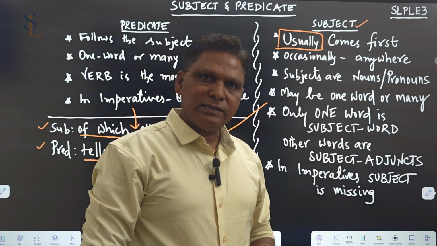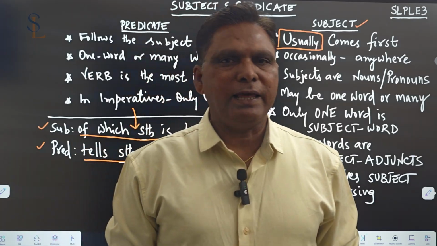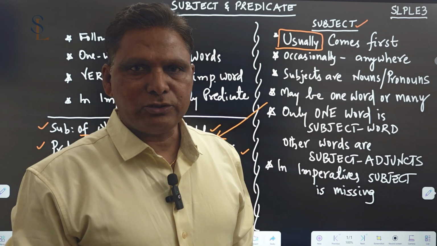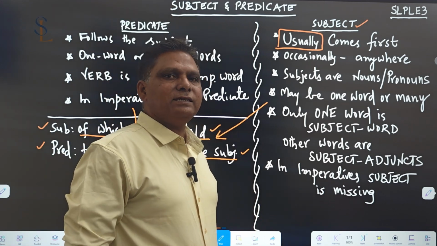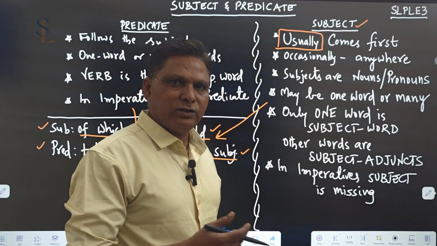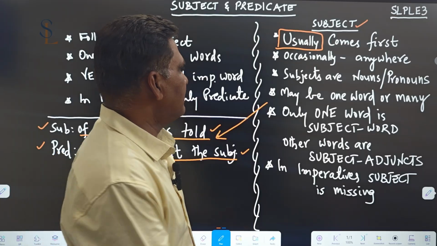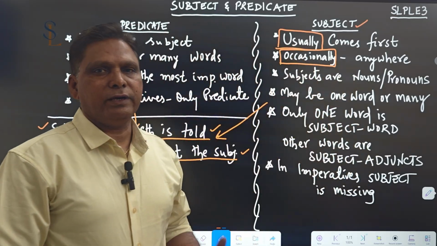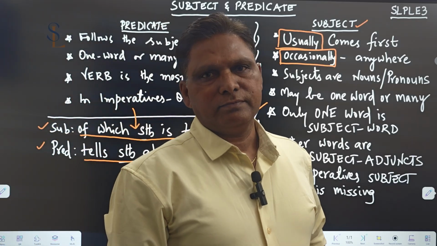The sun rises in the east. The sun is the subject. He is playing now. He is the subject. I am talking. I, subject. The telephone is ringing now. Telephone is the subject. So usually comes first. But occasionally it may be anywhere, or it may be put anywhere in the sentence.